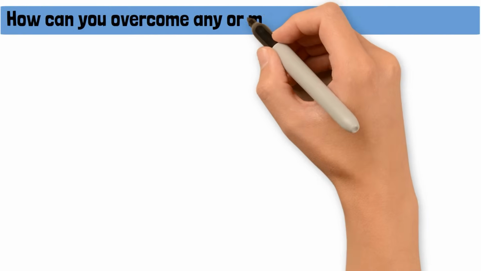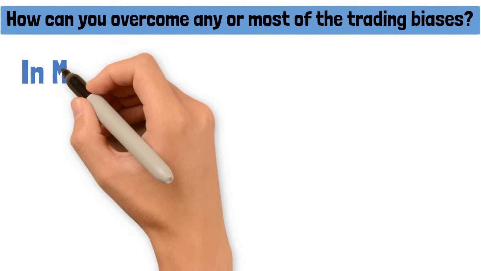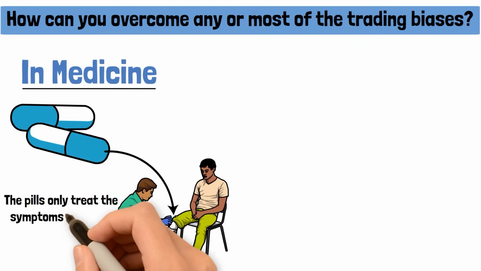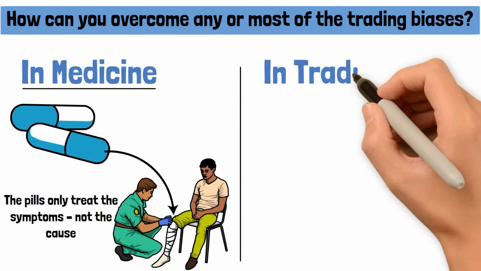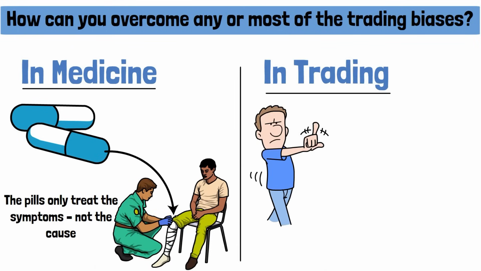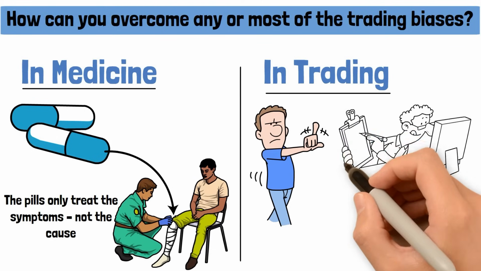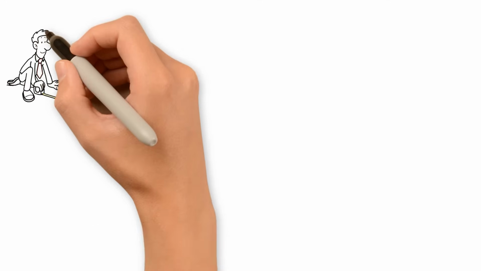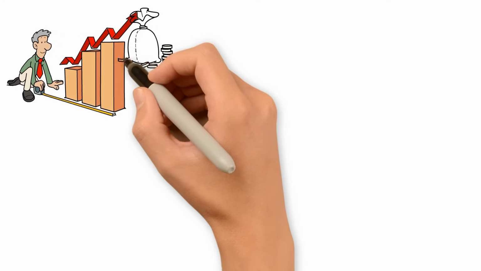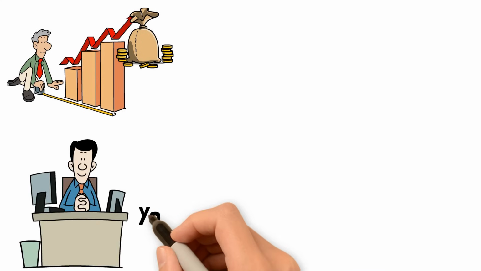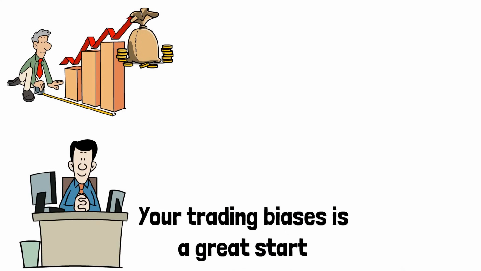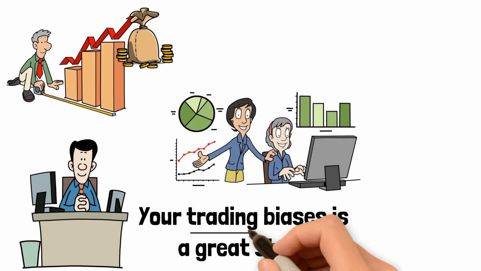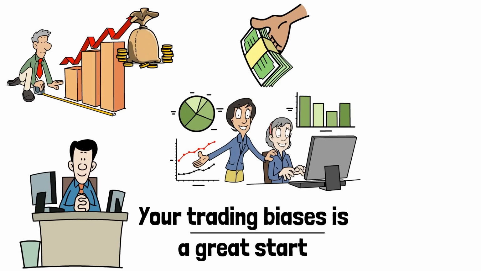How can you overcome any or most of the trading biases? In medicine, you can take pills to relieve pain, but the pills only treat the symptoms, not the cause. In trading, you don't have a painkiller. You have to go to the root of the problem and look at the cause. Once you understand how your behavior influences your trading, you can overcome or minimize them to increase your profits. Just being aware of your trading biases is a great start, because you're unlikely to eliminate them, only limit them. Almost all trading biases come from no detachment to money.